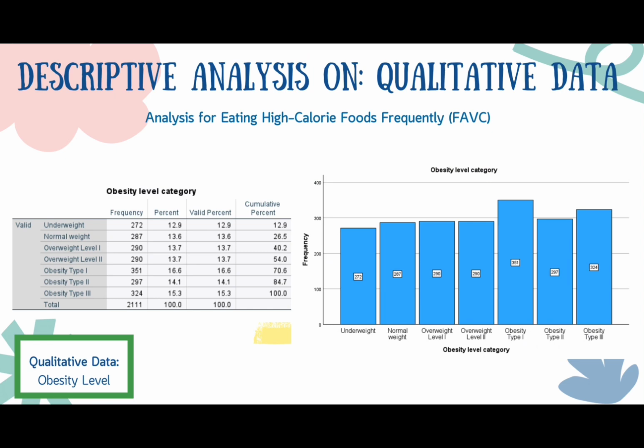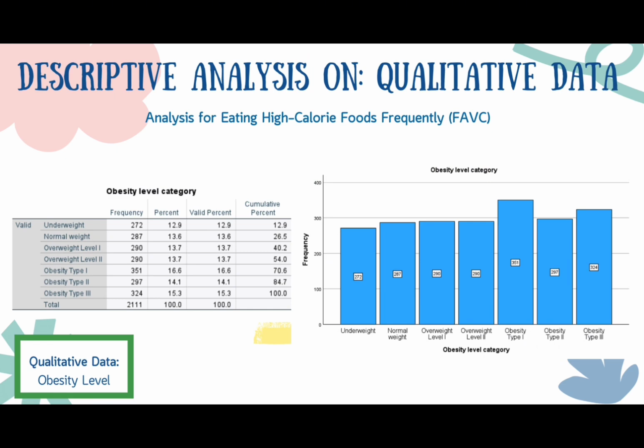underweight, normal weight, overweight level 1, overweight level 2, obesity type 1, obesity type 2, and obesity type 3. In the frequency column, it shows that obesity type 1 has the highest frequency, which is 351, 16.6%, and the lowest frequency is 272, 12.9%, which is underweight. Overweight level 1 and overweight level 2 share the same frequency, which are 290, 13.7%, and 290, 13.7%.